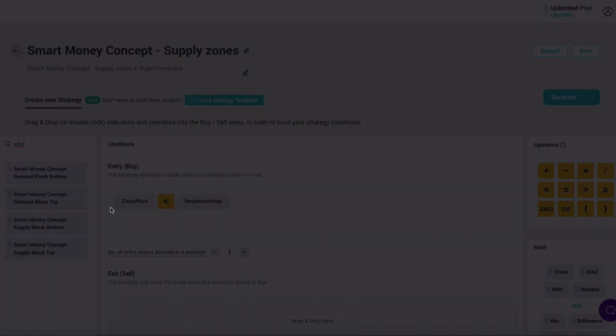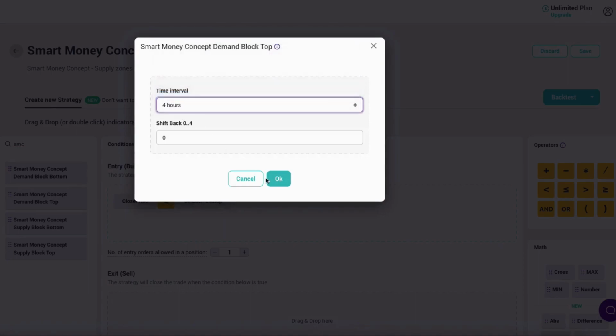To easily find this, we can search it in the indicators list on the left. Drag it in the entry condition and set the time interval to 4 hours also. I will explain how this indicator works. It gives us the top price of the demand zone.